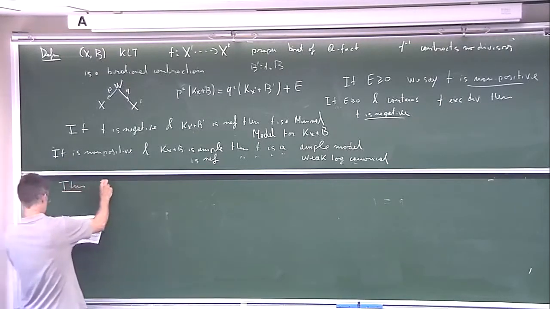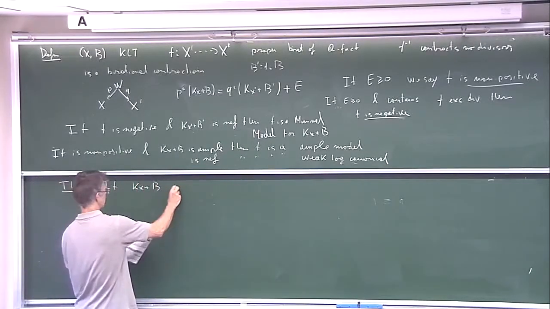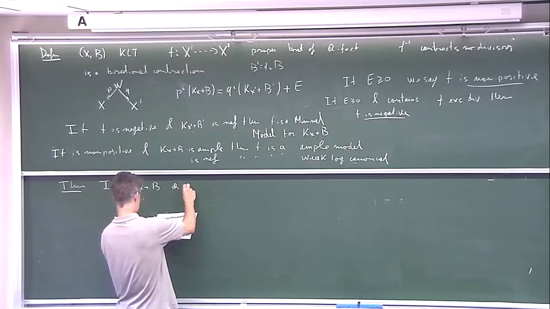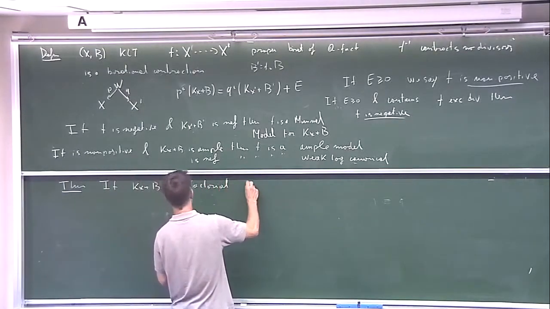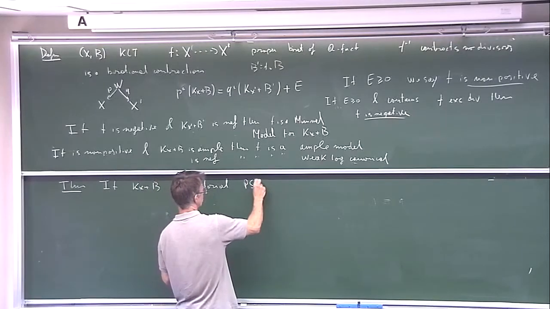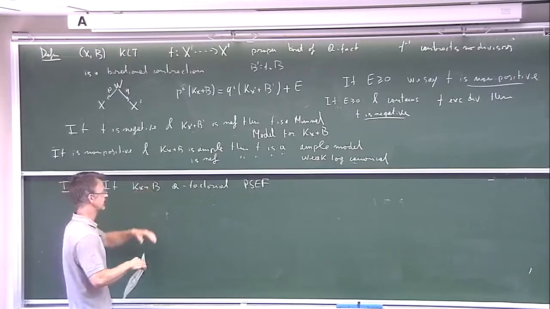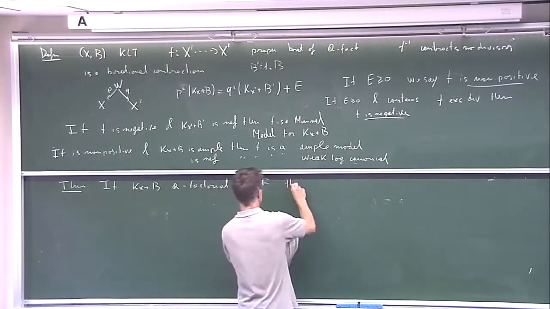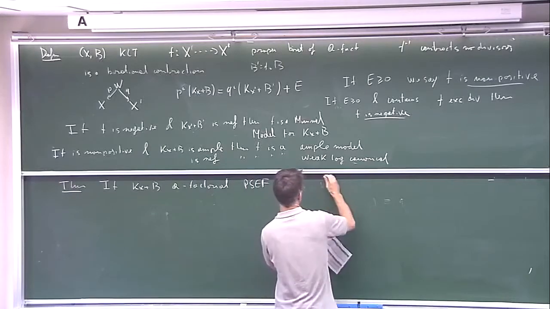And so the theorem is that if Kx plus B is Q-factorial and pseudo-effective, remember pseudo-effective means that if you add epsilon ample, it becomes big, then Kx plus B has a minimal model.